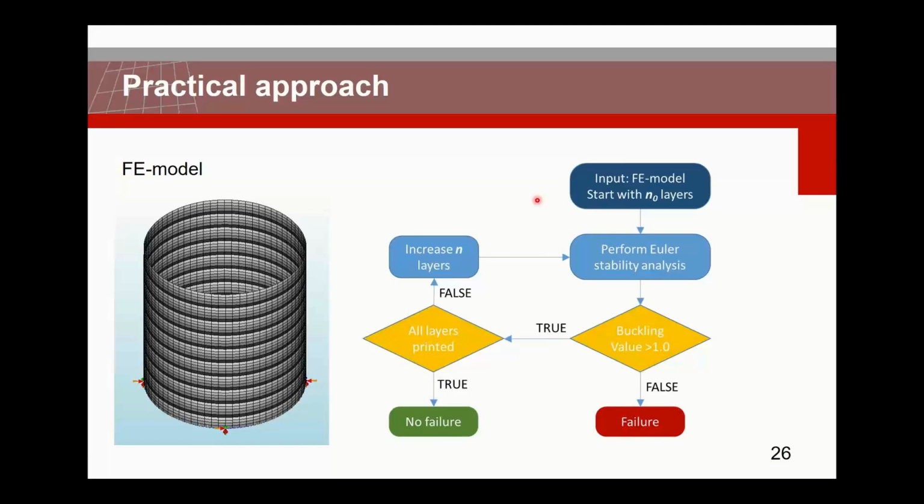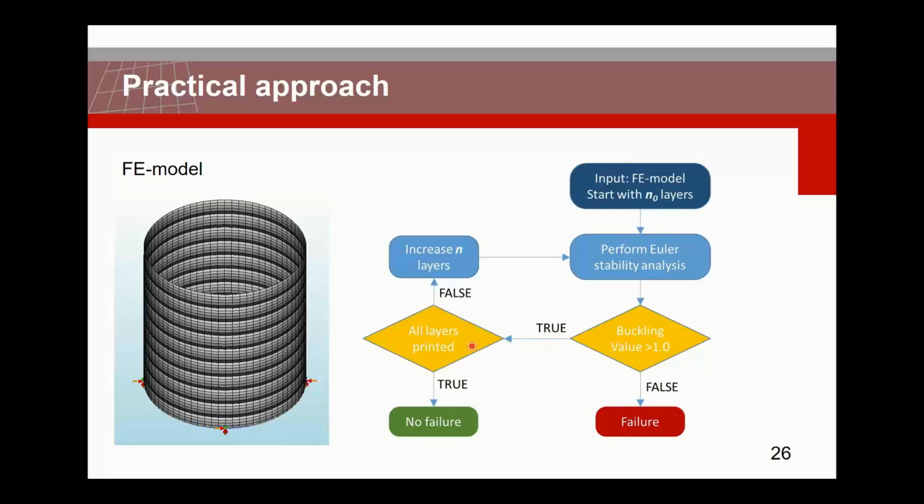On this slide, I basically presented the flow charts which we're using for this practical approach. So basically, we're starting with the input, which is a finite element model. You see that on the left side. And from the bottom, we start with a number of layers, called n. In general, we start with like 5 layers. No need to start with only 1 layer because that will never fail. So we start with like 5 layers, perform the Euler stability analysis, and check the buckling value.